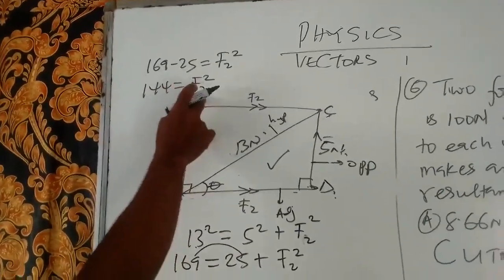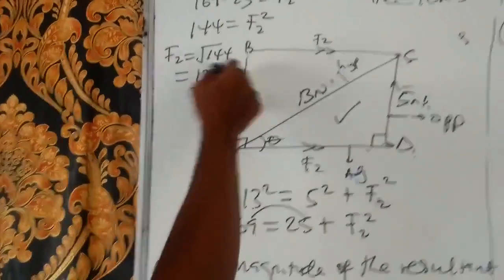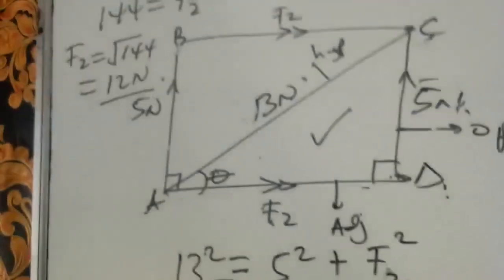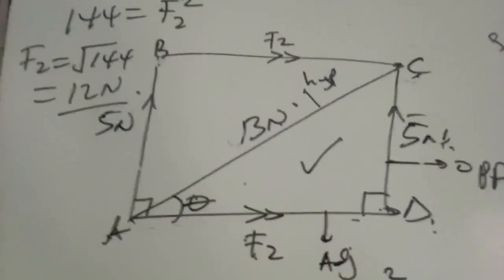If you're looking for F2, F2 becomes the square root of 144, and that will give us 12 Newton. So the unknown force, F2, is 12 Newton. If you go to the options, option C is the right answer to the problem. So you take a look at our solution as we go to question number 6.